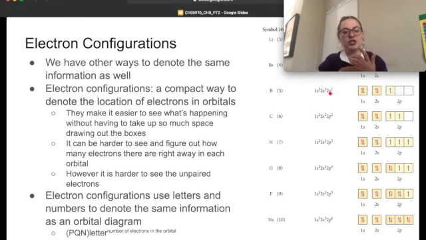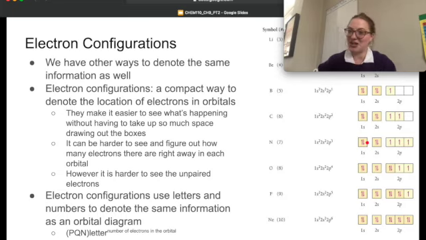Electron configurations use letters and numbers to note the same information as the orbital diagram. Here, what this is telling us is that we have the 1s orbital, and that exponent is the number of electrons in that orbital. So this is 1s with 2 electrons in it, 2s with 2 electrons in it, and 2p with 3 electrons in it. That correlates right here. So 1s2, 2s2, 2p3. That's what an electron configuration looks like.